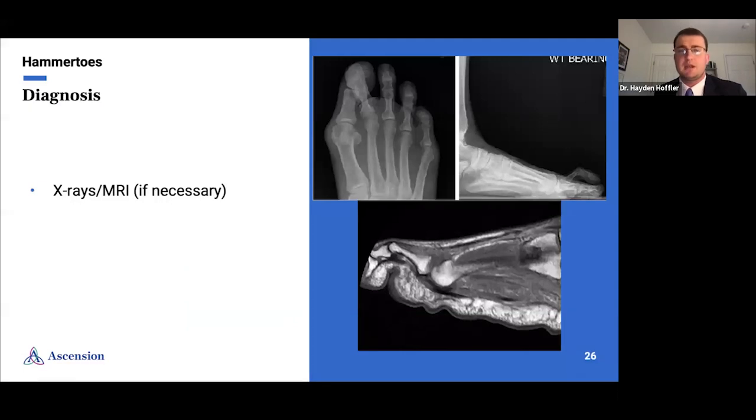So similar to bunions, x-rays are important as well. You can see on the top right picture, you can not only see the toe crossing over here, but you can see it going up in the air, just like a traditional hammer toe.